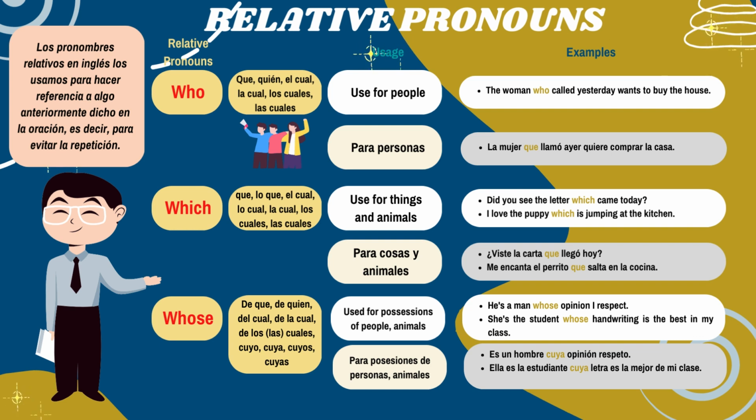Our first relative pronoun is who. It is used for people. For example, the woman who called yesterday wants to buy the house.